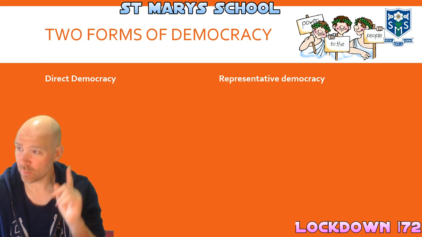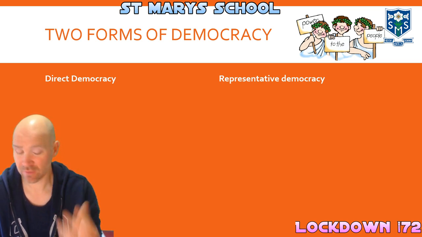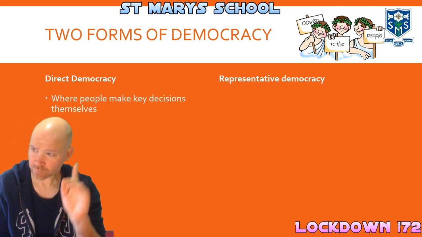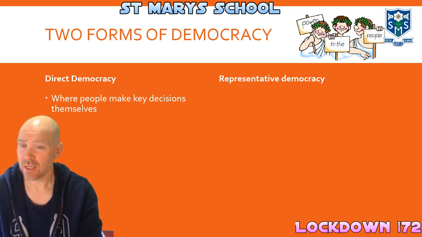What's a lot less common in the UK is any form of direct democracy, which is where people make decisions themselves, which is what the point there says. A direct democracy is a community or a country or a state where people make all of the decisions themselves, or the vast majority of the decisions themselves.